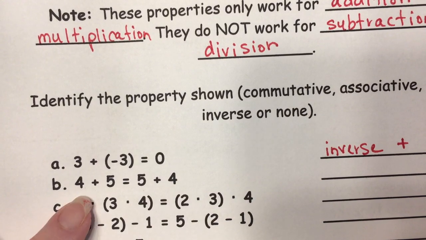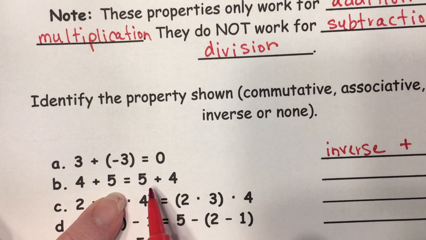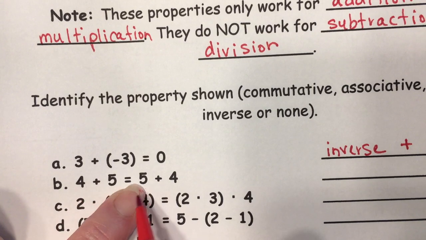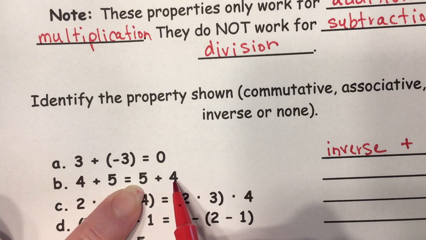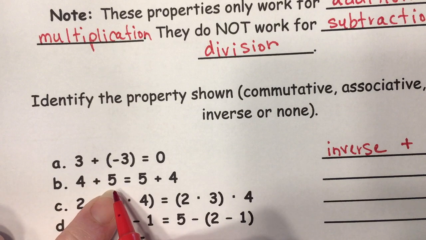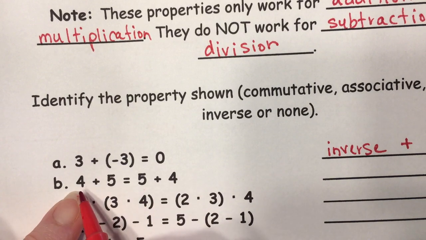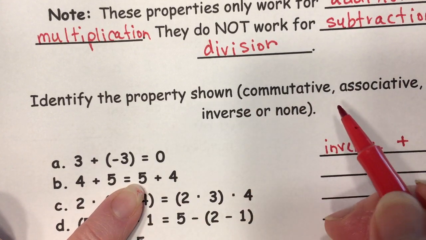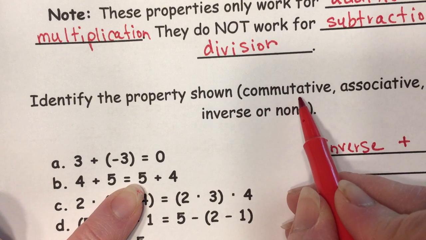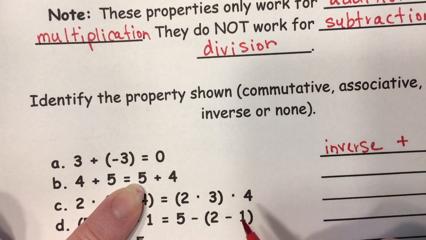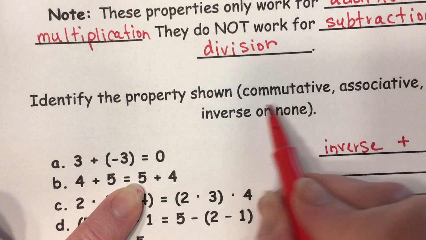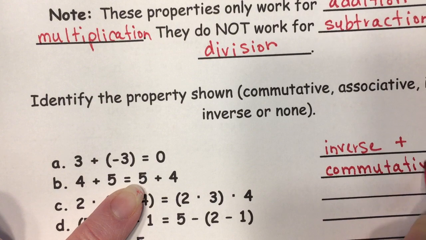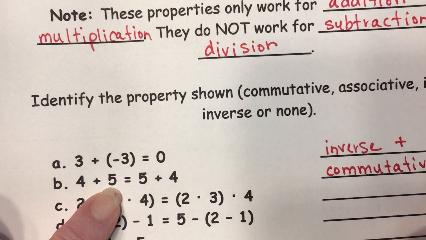All right, so look at 4 plus 5 and then 5 plus 4. Here they started with a 4 and added 5. Here they started with a 5 and added 4. So all they've done is reverse the order. They went from 4 and 5 to 5 and 4. So which one of these talks about order? Commutative, right? Because your commute is where you go to school and you come home, or you go home and then go to school. So commutative is the name of this property, and this is adding as well.